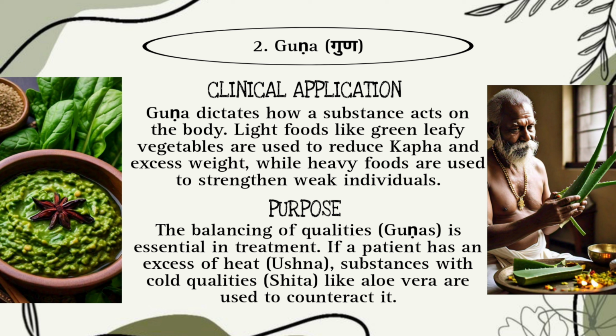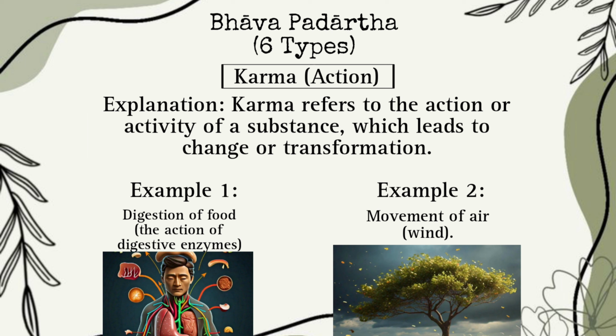Clinical application. Guna dictates how a substance acts on the body. Light foods like green leafy vegetables are used to reduce kapha and excess weight, while heavy foods are used to strengthen weak individuals. Purpose. The balancing of qualities, that is gunas, is essential in treatment. If the patient has an excess of heat, that is ushna, substances with cold qualities, that is shita, like aloe vera are used.